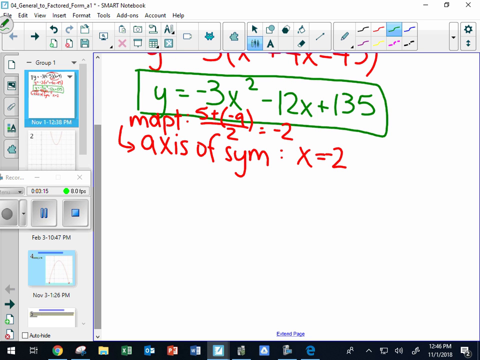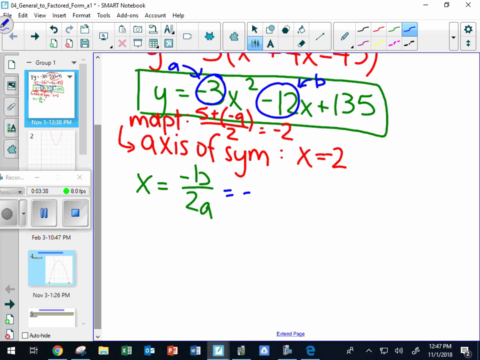So if you look at the general form here, the axis of symmetry formula was x is equal to negative b over 2a. What would our b be? All right. So this right here is our b. Negative 3 is our a. All right. And then from here, you also got negative 2. All right. From negative 2, we have that x value.